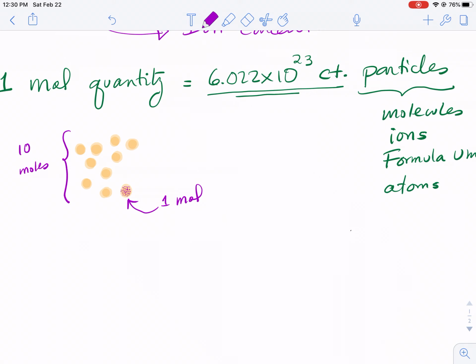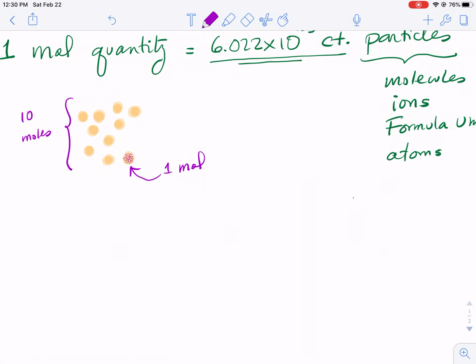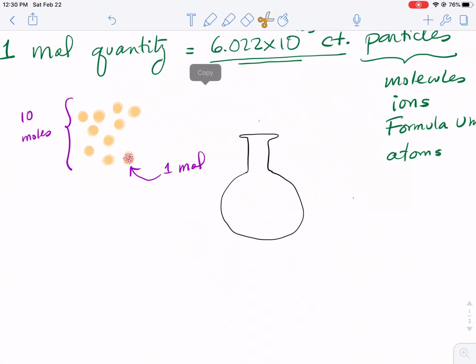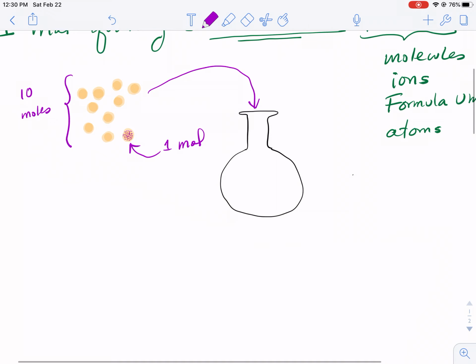10 moles of anything. Now I'm going to draw a flask because we're going to be transferring these 10 moles into a flask. So let's go ahead, and I have already a flask drawing here. So let's say that I want to take this 10 mole and transfer it to this flask. Oops. So we have essentially 10 of these particles in the flask.